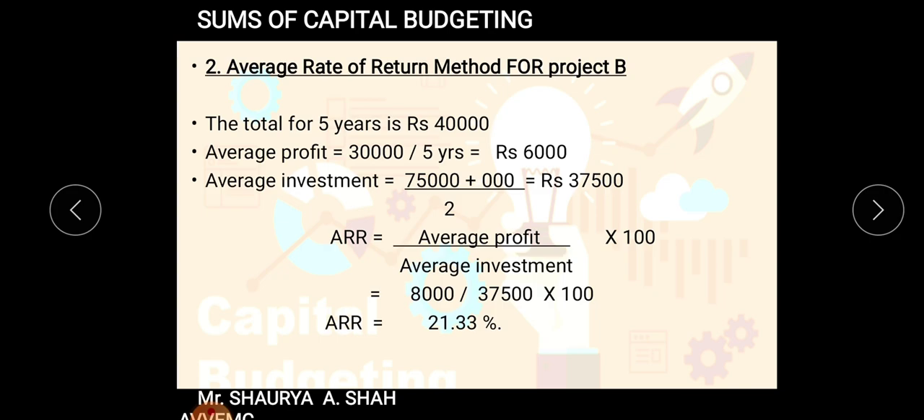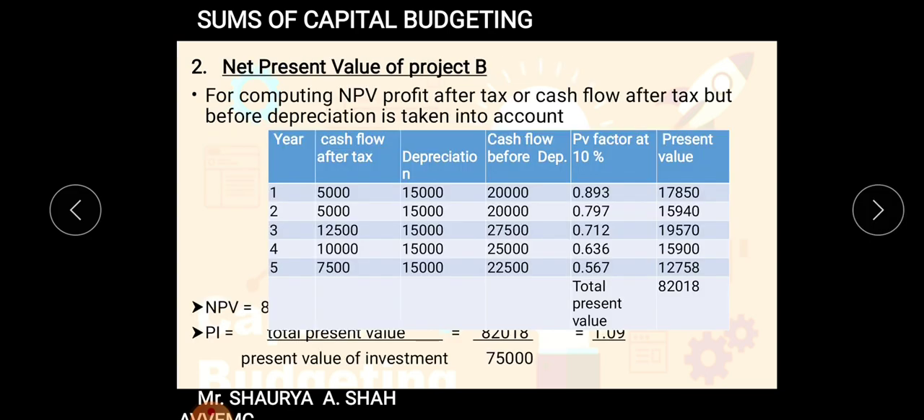What will be my average investment? Average investment will be 75,000 plus 0 divided by 2, right? So original investment plus scrap value divided by 2. So I'll get this answer. Multiply by 100, I'll get the ARR, that is 21.33%, right? So if we again briefly compare, project A was 12%, project B is 21.33%. So according to ARR, your project B is better. Fine, we'll see what other methods suggest.